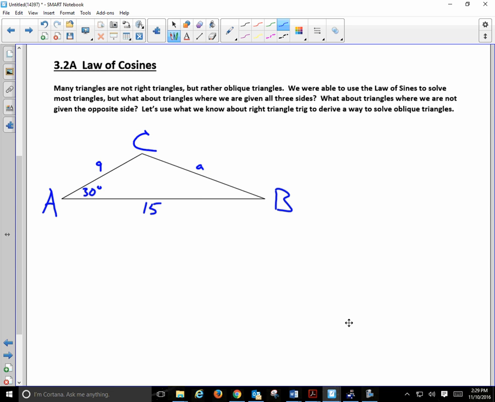Now, I used to actually derive the law of cosines, but I think it would be better if I just give you the formula and we learn how to use it, okay? There are three ways we can write that formula. C squared is equal to A squared plus B squared minus 2AB times the cosine of angle C.